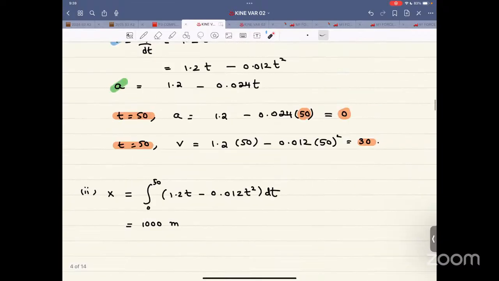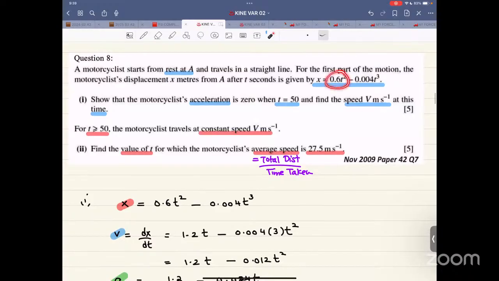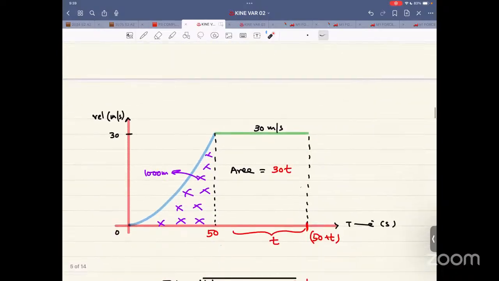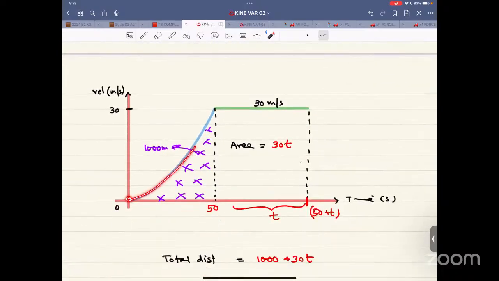So now look at the shape of the curve. This is a quadratic. So knowledge of quadratics is assumed. This is positive t square. So it was starting from origin. The shape is like this. And what else is there? Then when at 50 seconds, it reaches the speed of 30 and then it travels at this thing.